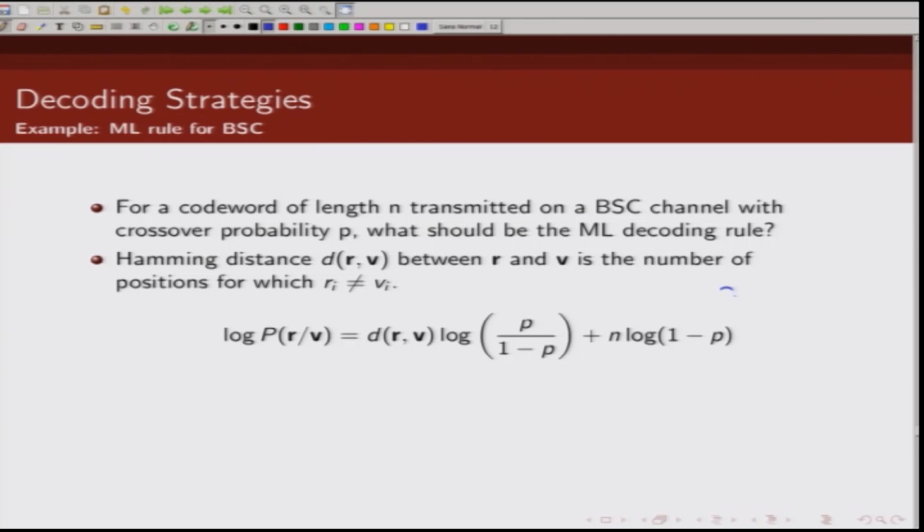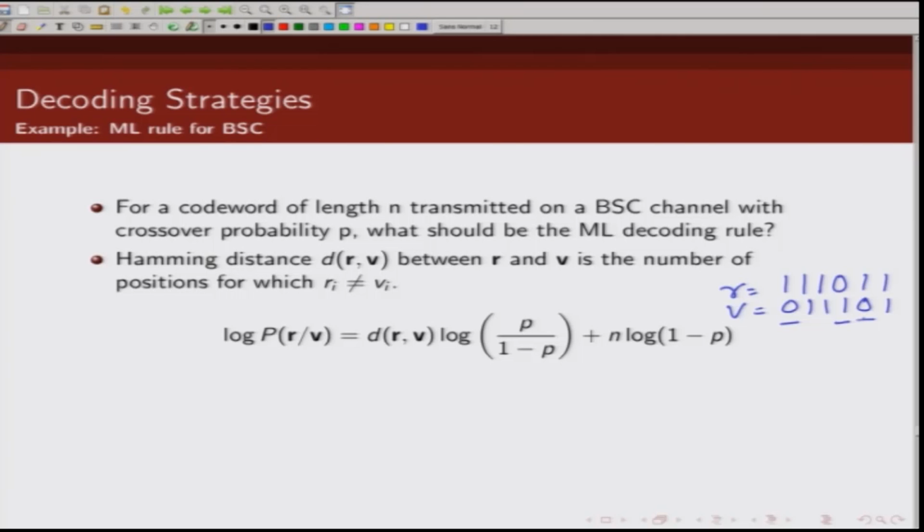So, for example, let us say R is 1 1 1 0 1 1 and V is 0 1 1 1 0 1. Then what is the Hamming distance? It differs in the first location, that is 1. It is not differing here, not differing here, it is differing here, that is 2, and it differs in this location, that is 3. It is not differing in the last location. So, R and V differ in 3 locations, and the Hamming distance between R and V is 3 in this case.